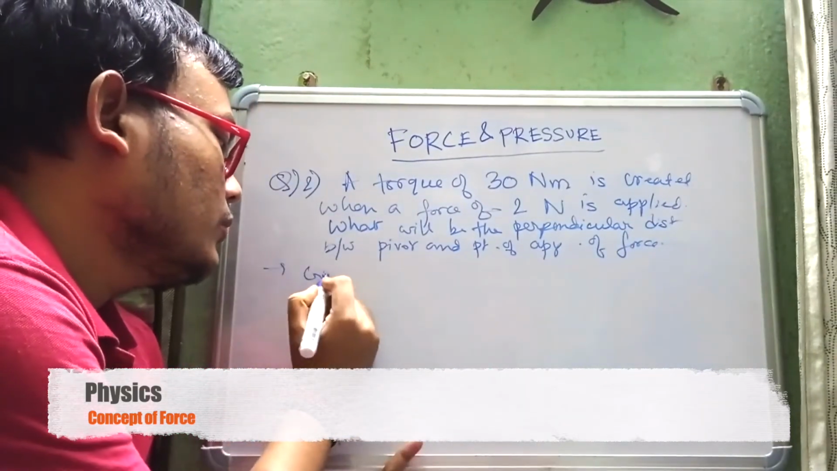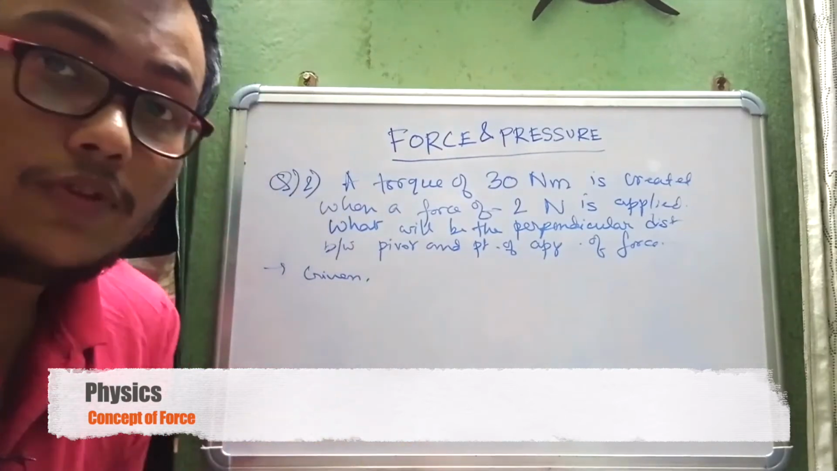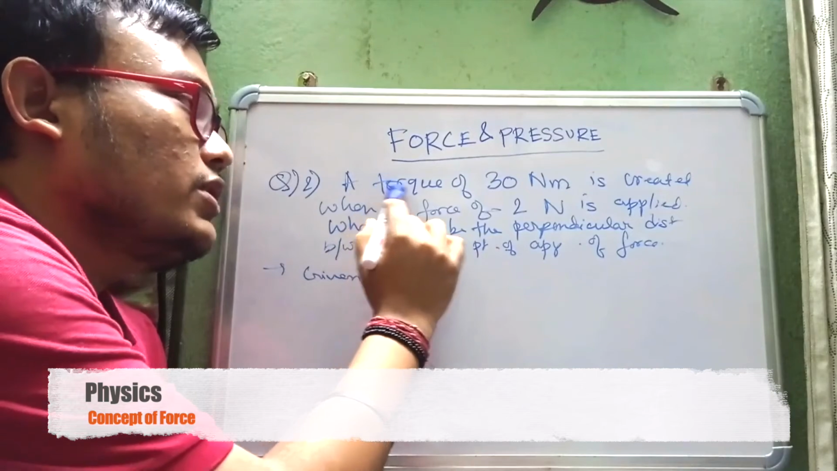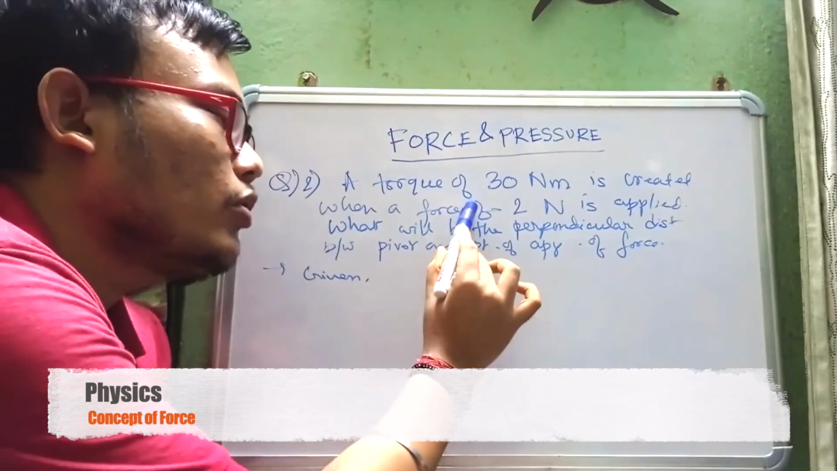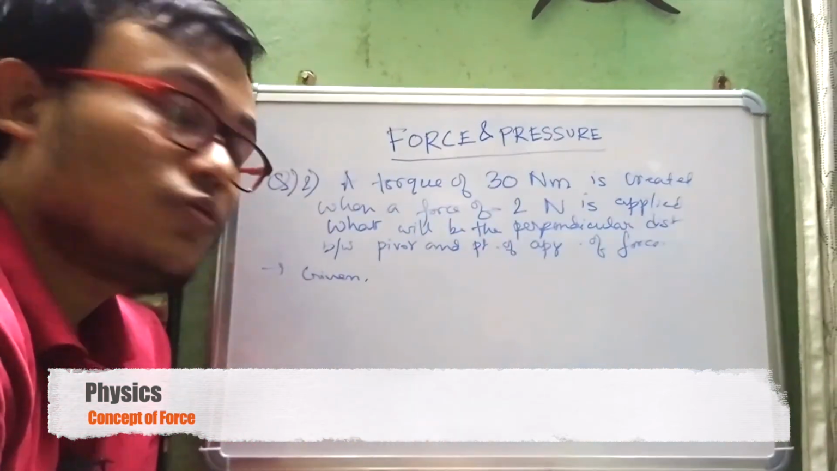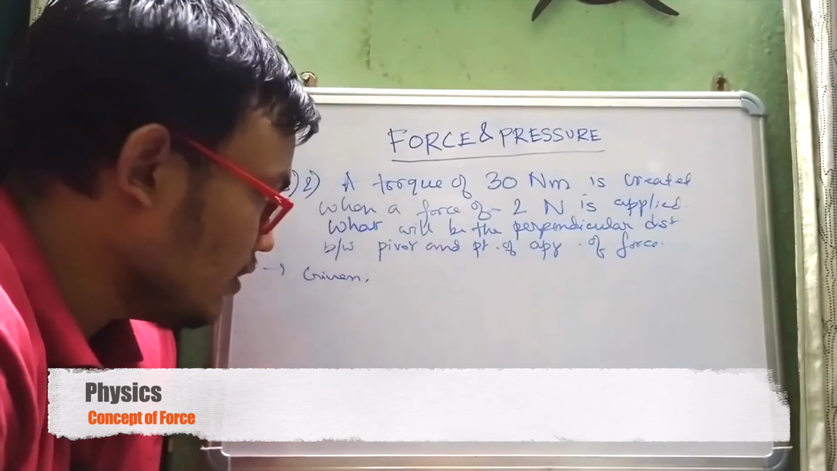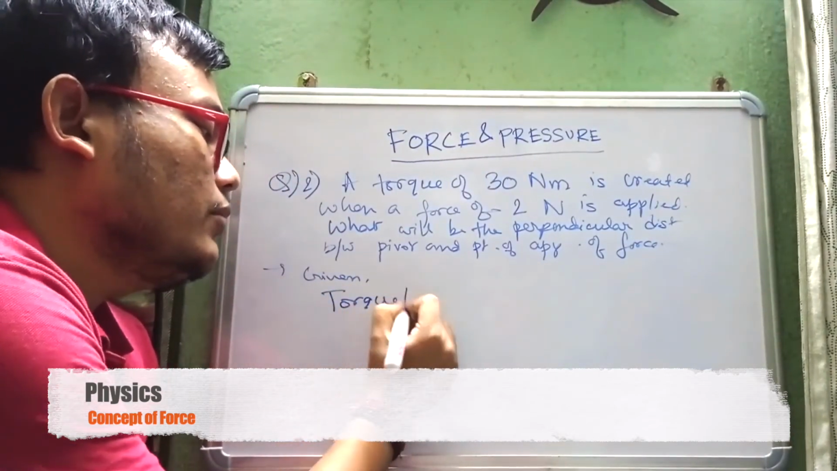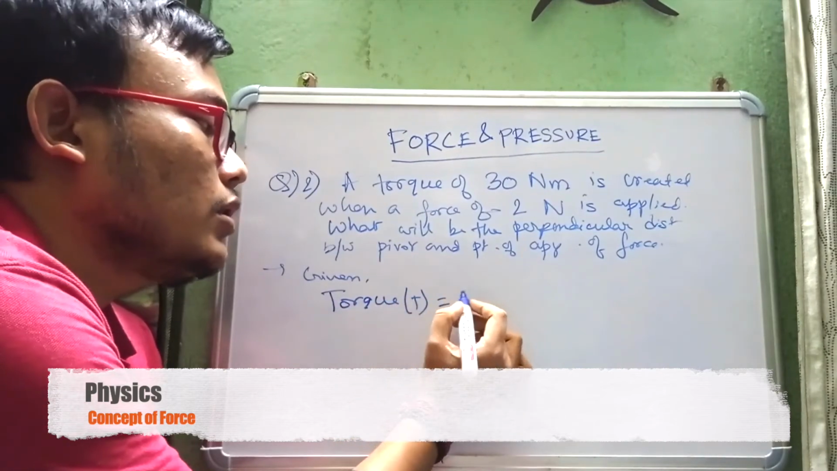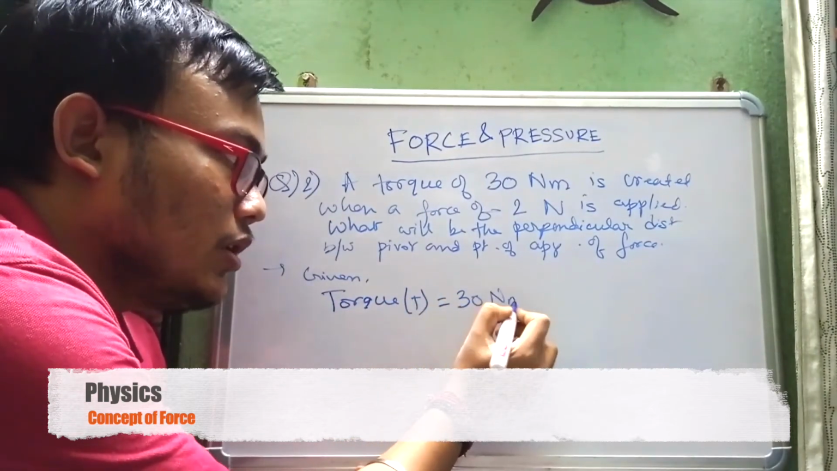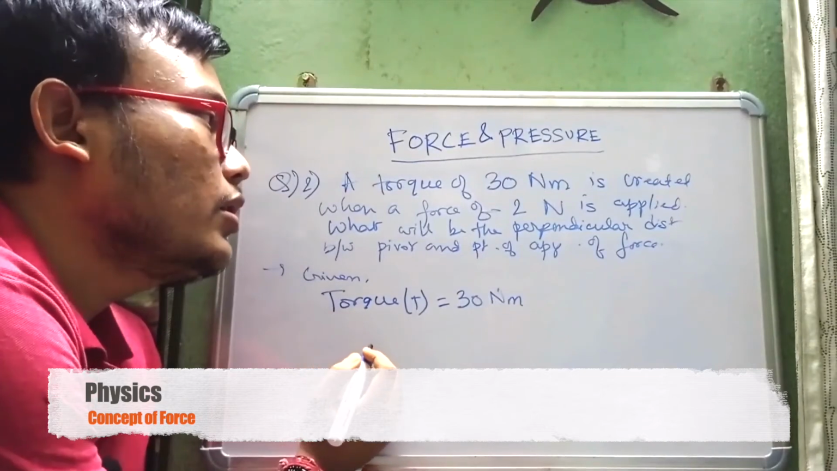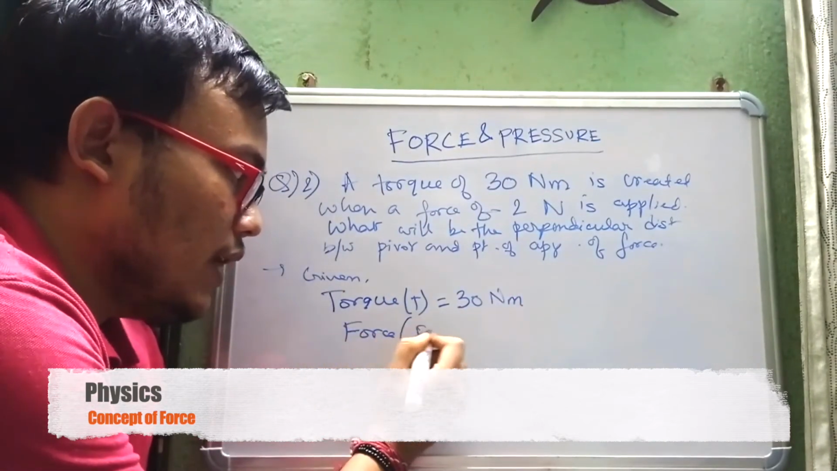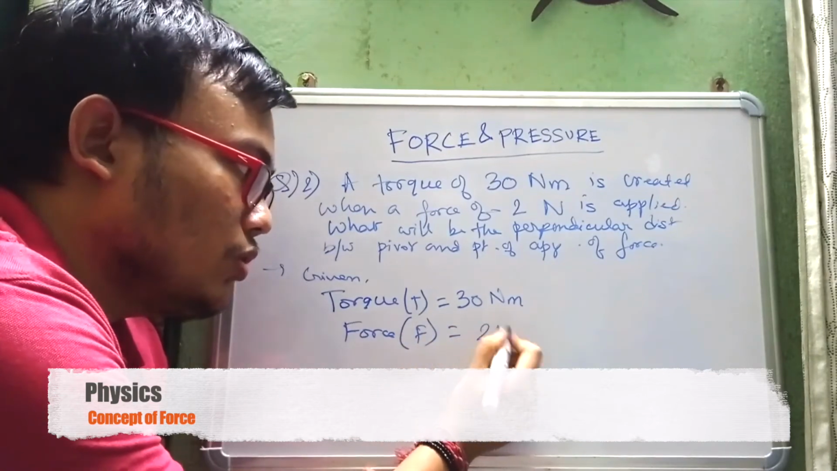Now, what are the two things which are given in the problem? These are the torque, which is 30 Newton meter, and the force, which is 2 Newton. So first let's write down the things which are given. Torque T is 30 Newton meter, and the force F is 2 newtons.